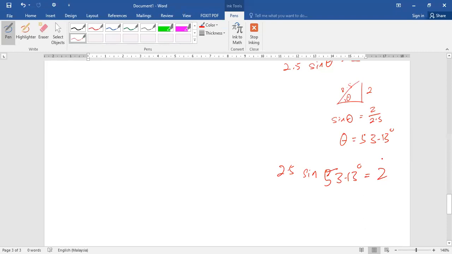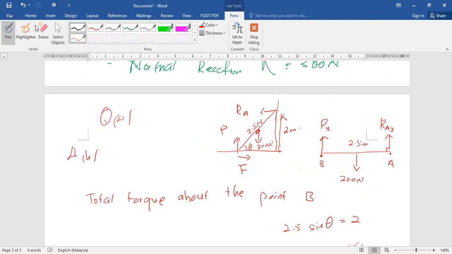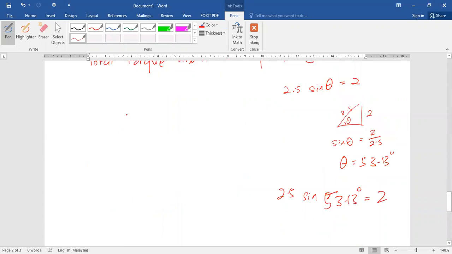Correct, right? That means that if I set that this is RA, I use the concept like that from B. This is RA. What will be the distance? This will be 2 meter. Actually, this comes from 2.5 sin 53.13 degrees. So now, first, total torque.